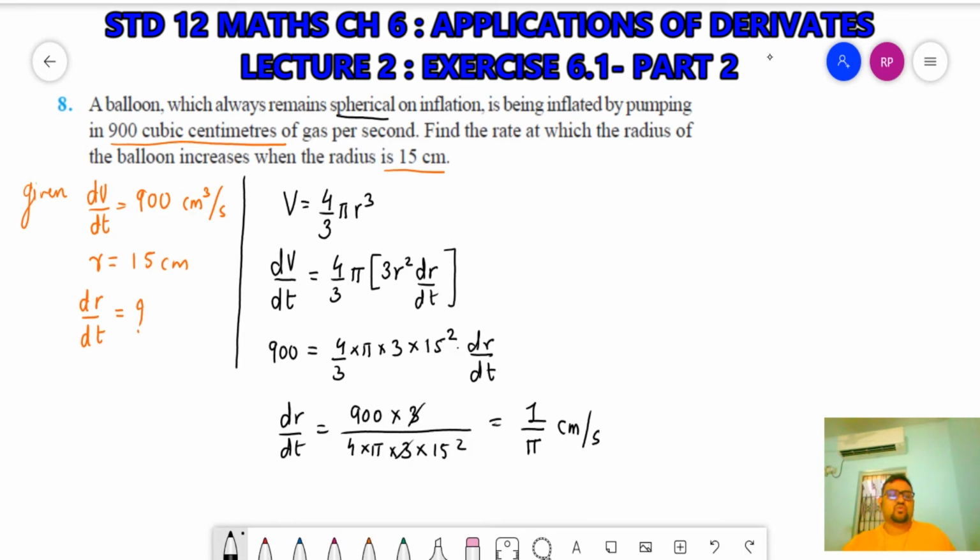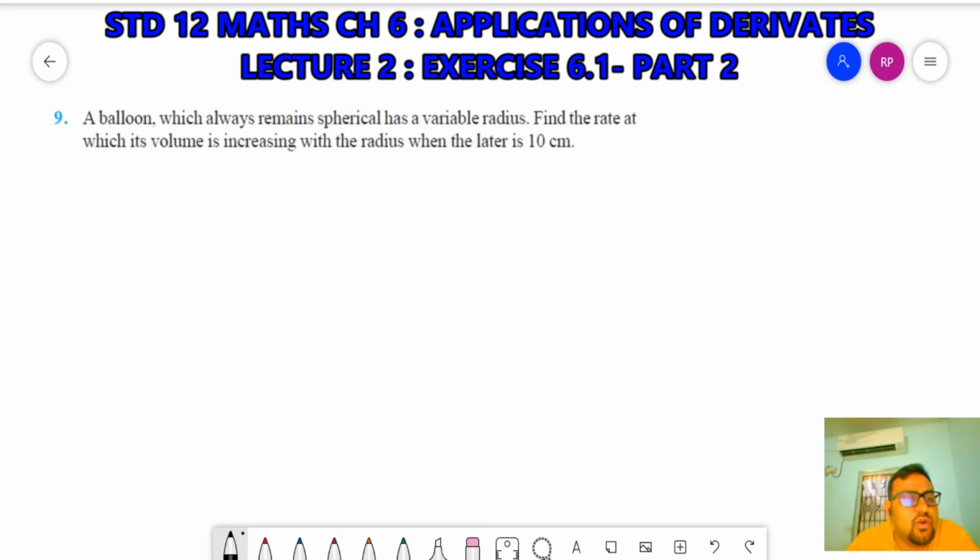Clear? This was about question number 8. Just note it down. Now let's move to the next, that is question number 9. A balloon which always remains spherical has a variable radius. Find the rate at which its volume is increasing with the radius when the latter is 10 centimeters. Latter means here the radius. First let me write down the given thing.